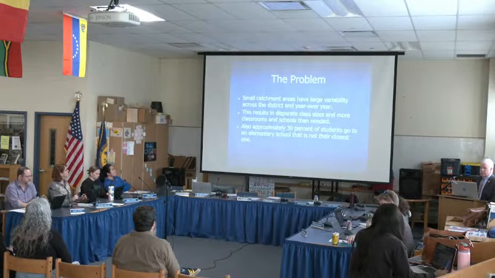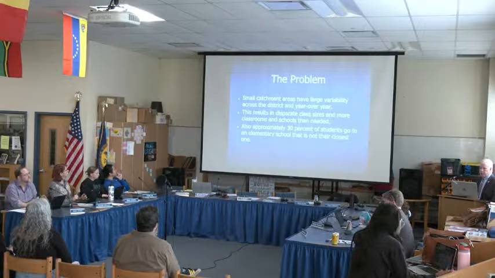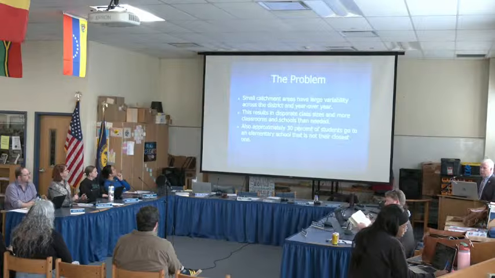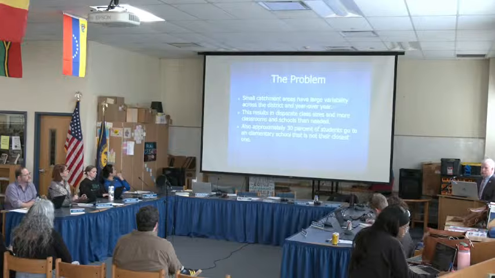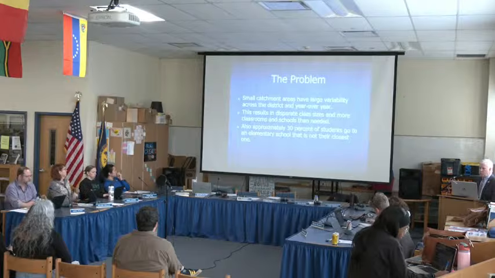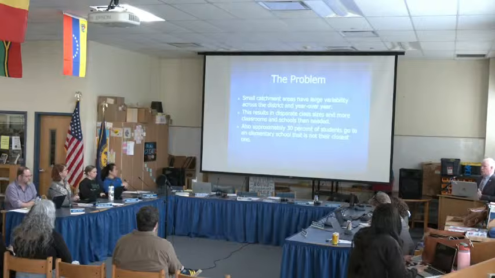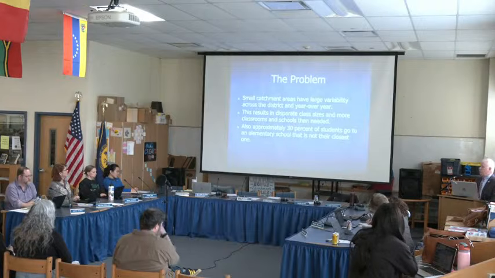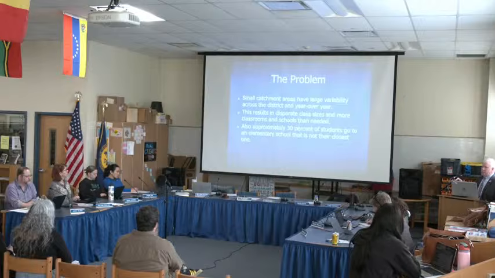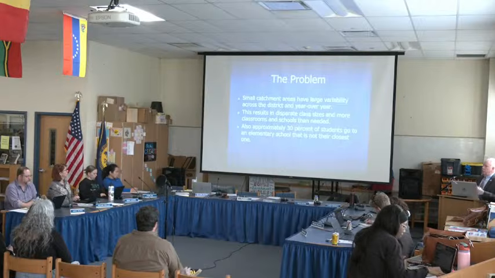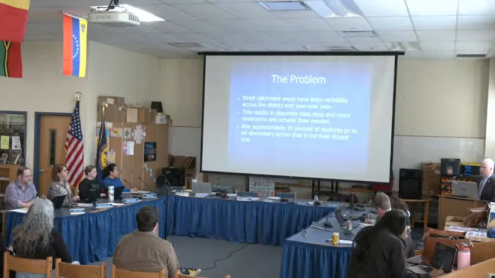So really the problem is, and this is everywhere in the country, all 13,000 or so school districts, to have multiple schools. Small catchment areas lead to very high variability of numbers of students, either year over year or across the district. It results in disparate class sizes, and more classrooms and then schools than needed. Oftentimes, a school district that has multiple elementary schools might have a fourth grade class, for example, with 16 students right next to a fourth grade class, again in the same district, with maybe 24 students. So we're endeavoring to fix that.